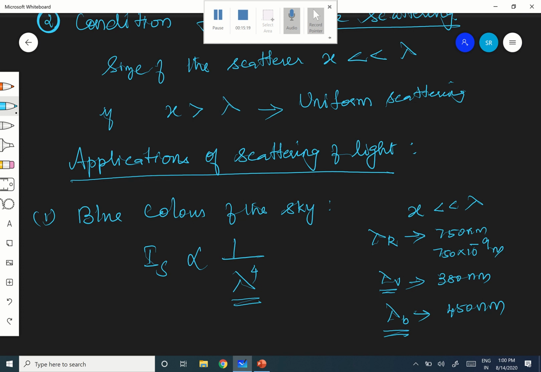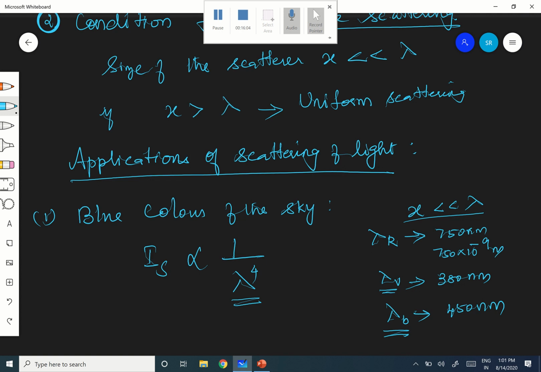In the outer atmosphere, when the sunlight is passing through, the scatterers, that is the gas molecules and atmospheric particles, follow selective scattering because their size is very much less than the wavelength of the light. They scatter the lowest wavelength most. Violet will be scattered a lot, after that indigo, then blue. Therefore, the upper atmosphere will be fully scattered with violet, indigo and blue only. That is why when we see from here, it appears blue but not violet.